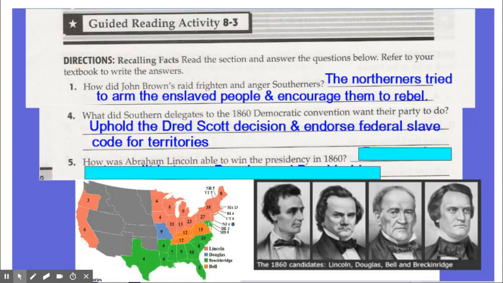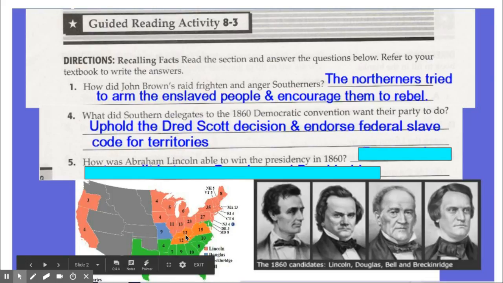And then when you look at Bell, Bell wins basically right along the border when we talk about Virginia. And you have to remember, Virginia at this time includes what would eventually become West Virginia, Kentucky, and Tennessee.